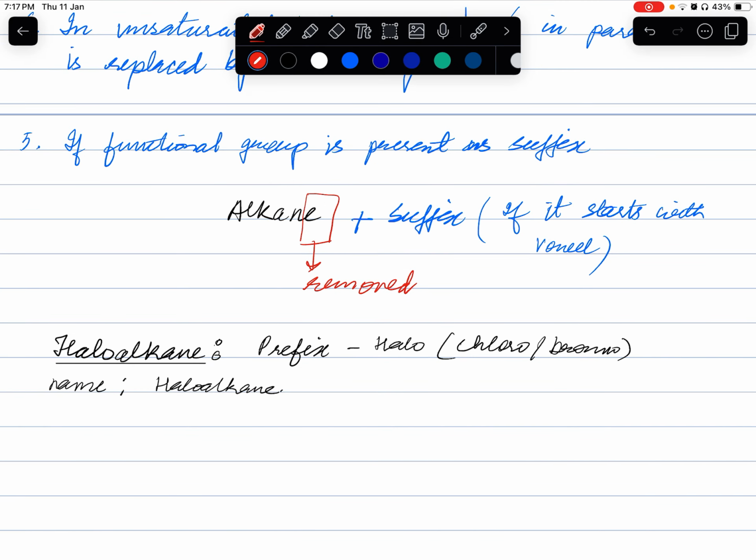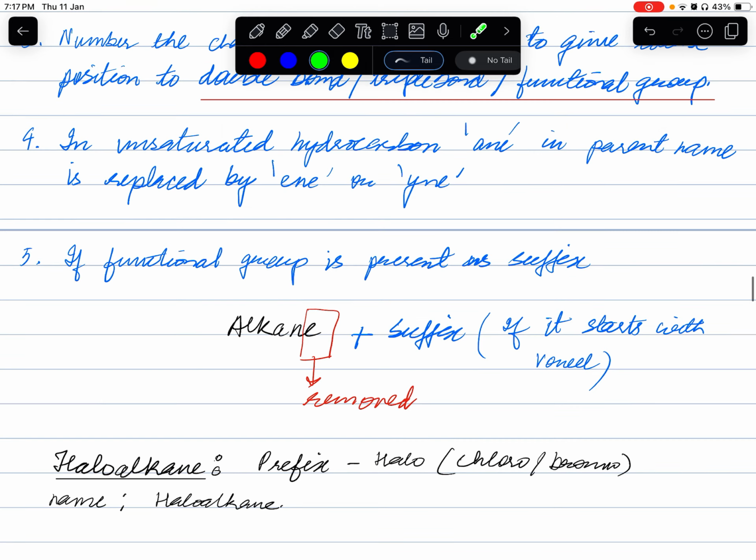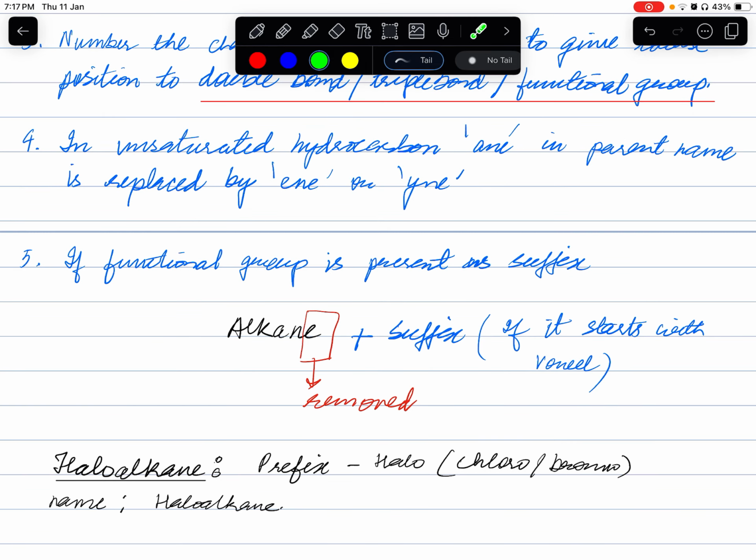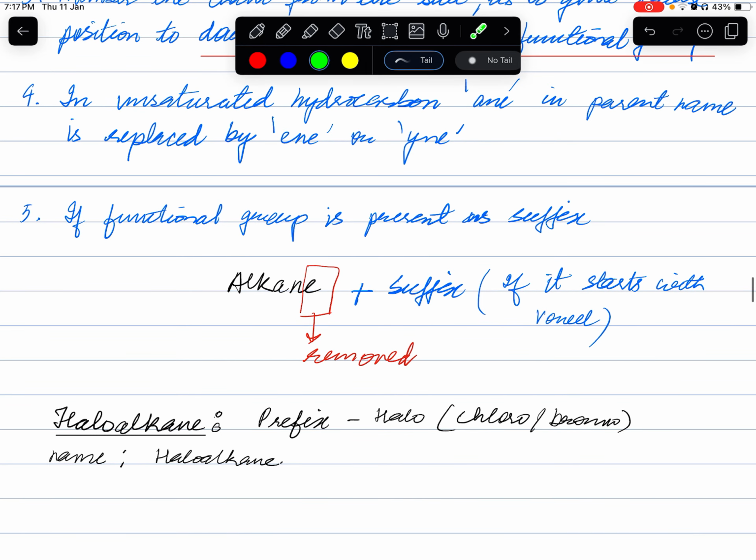Okay, now the last point. If a functional group is present as a suffix, how do we do that? If a functional group is present, then we have to give the suffix. In that case, what will we do? The E of the parent name will be removed, and in place of that, we will add a suffix.